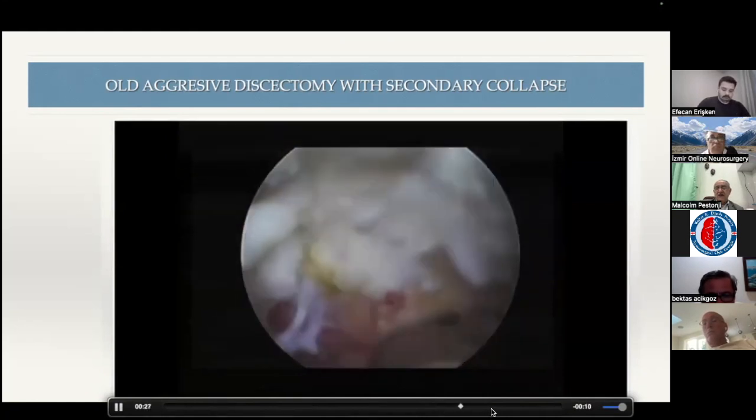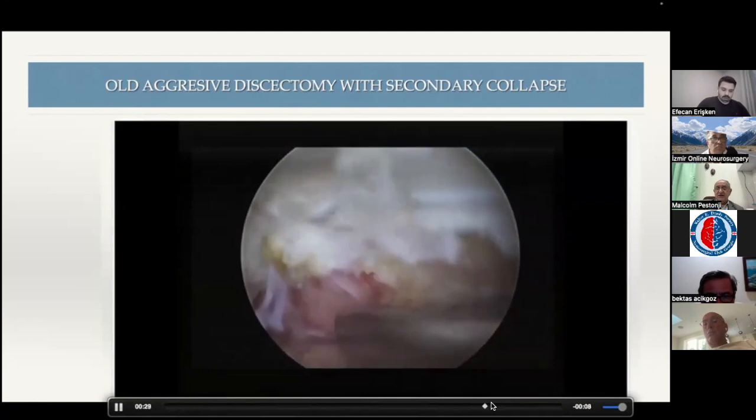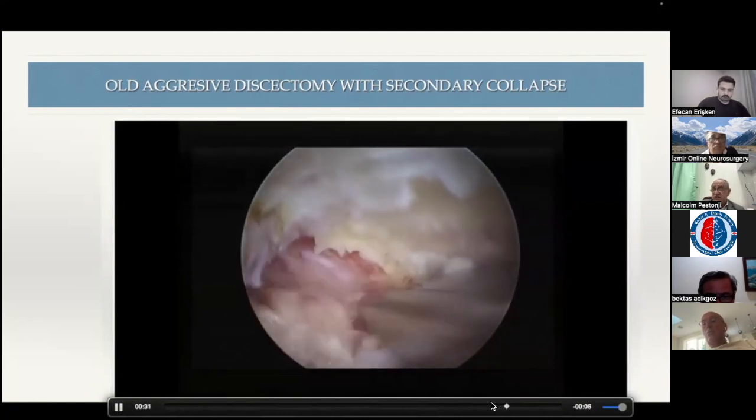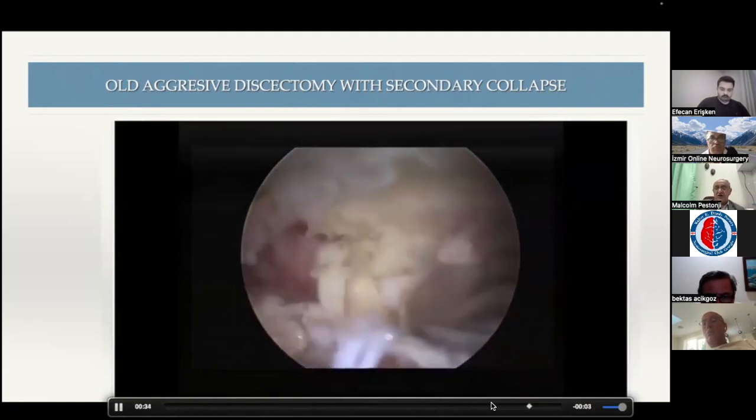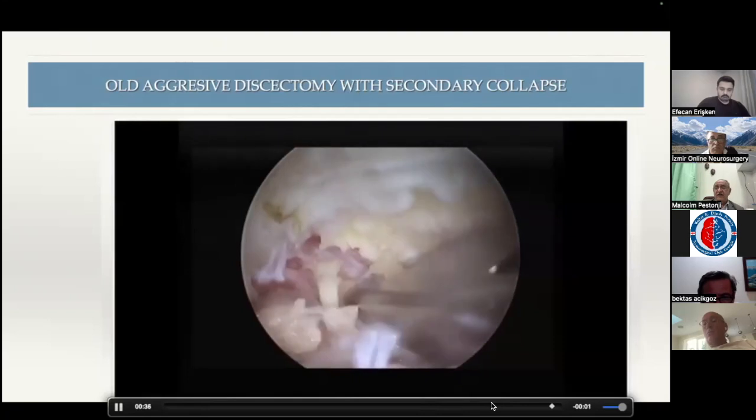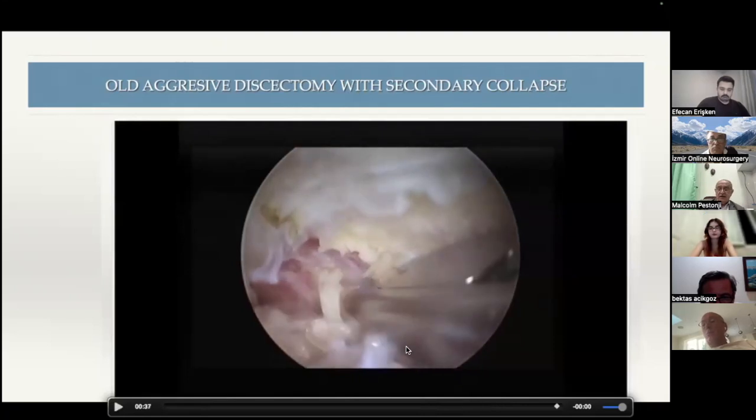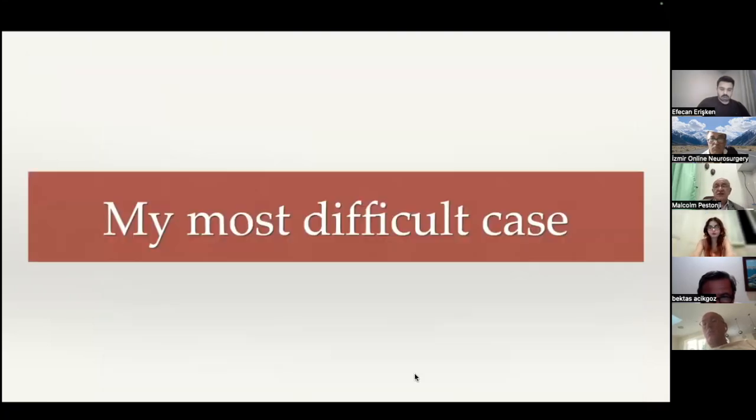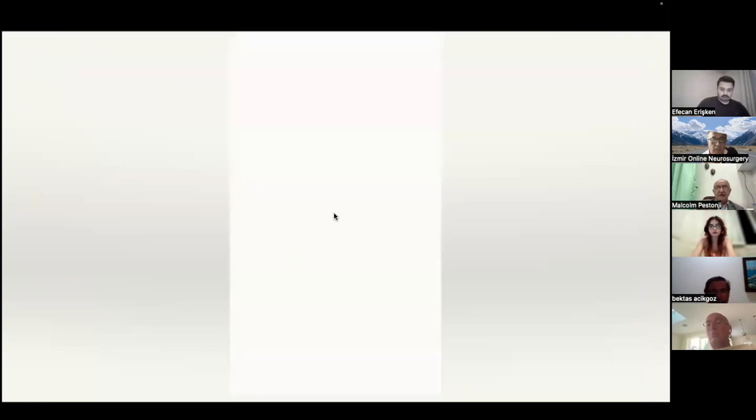So you can free a nerve root from outside without disturbing the rest of the spine, without rushing to fusion all the time. Fusion is not the answer, gentlemen. Not every time. Motion preservation is important. This is one of my most difficult cases. It's literally like a quiz. Enjoy this view.